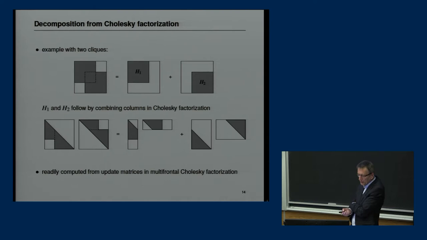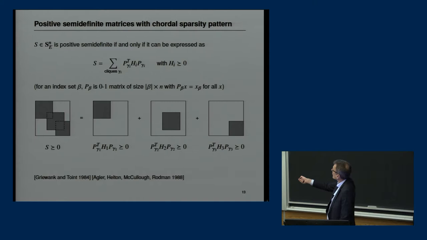So that's a very useful property in optimization, because it means that this complex convex cone can be decomposed as a sum of very simple cones. And that's a nice structure in large-scale optimization.